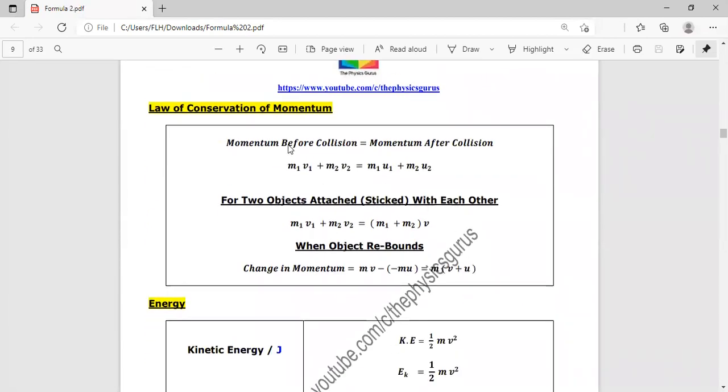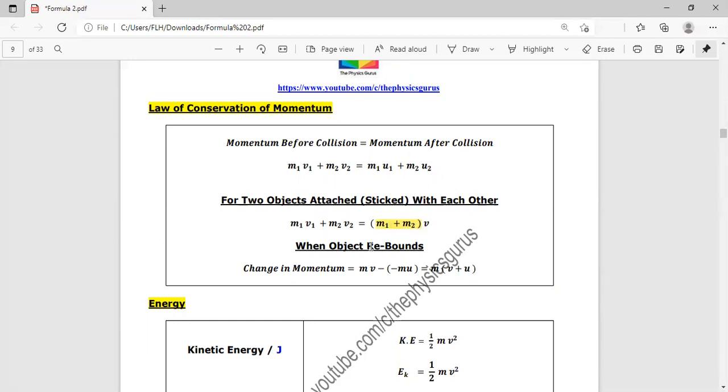Then law of conservation of momentum. Momentum before collision is equal to momentum after collision, that is m1 u1 plus m2 u2 is equal to m1 v1 plus m2 v2. If two objects are going to attach with each other or merge or combine with each other, then the formula will be like that: m1 u1 plus m2 u2 is equal to, momentum after collision, both masses will be added, multiplied by their common speed. Because then both bodies are supposed to move with the same speed, so their masses are being added up. So this is a very important point.